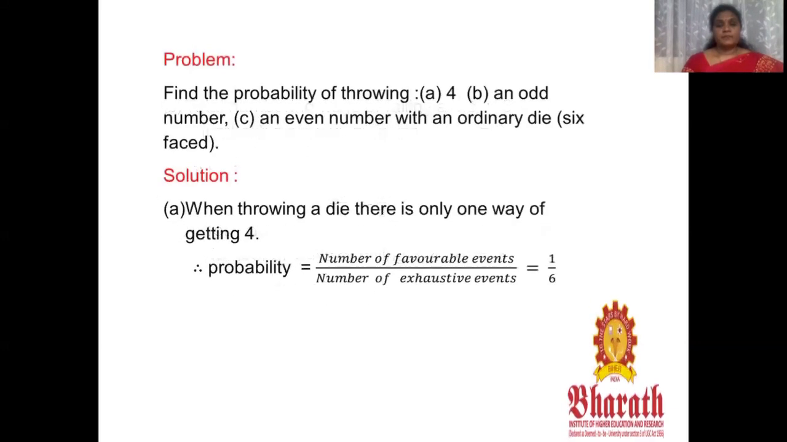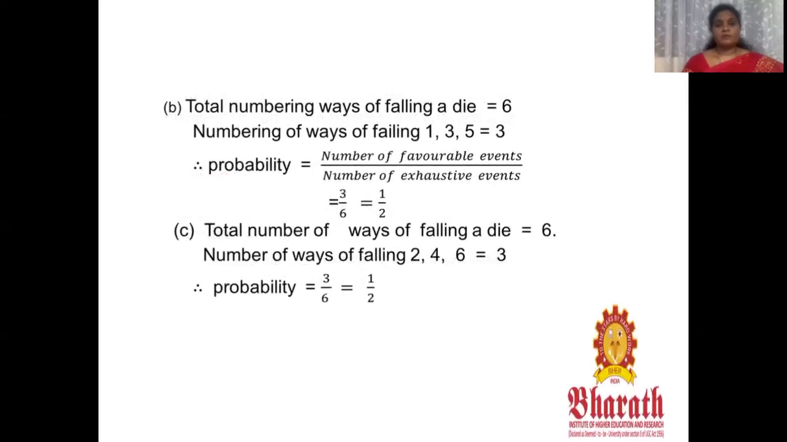Second subdivision, they have asked for an odd number. The total number of ways of falling a die is equal to 6. The favorable outcomes are 1, 3, 5. So these are the odd numbers 1, 3, 5, and the total number of odd numbers is equal to 3. So probability is number of favorable events divided by number of exhaustive events, which is equal to 3 by 6, equal to 1 by 2.